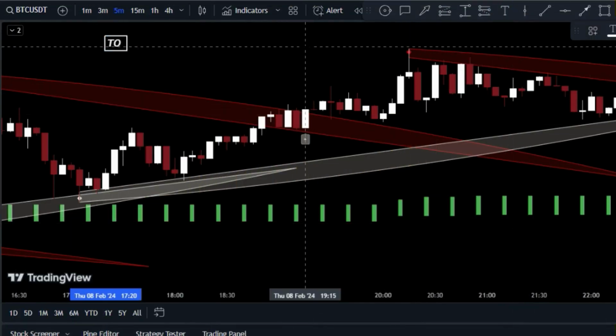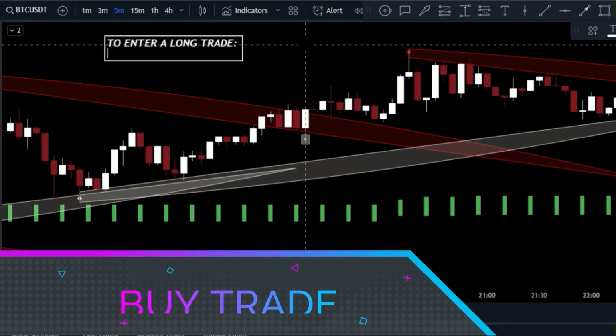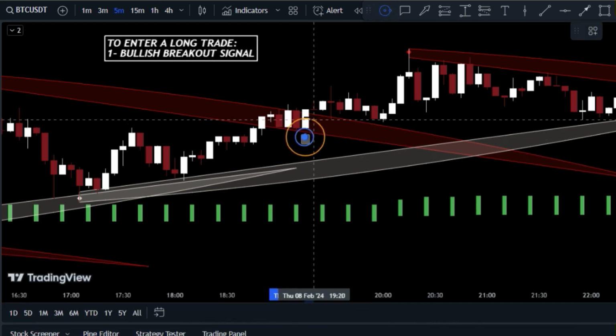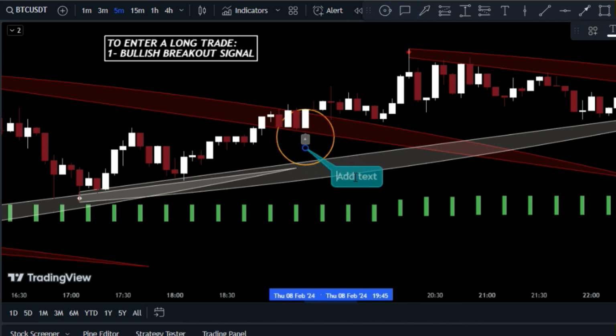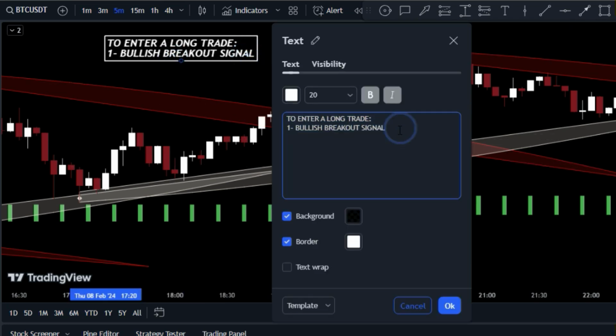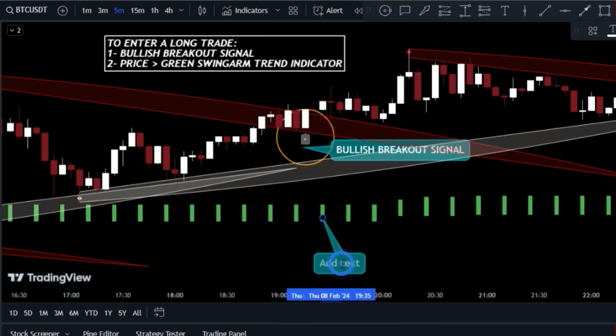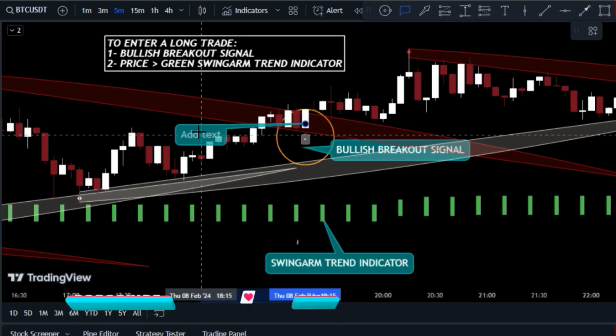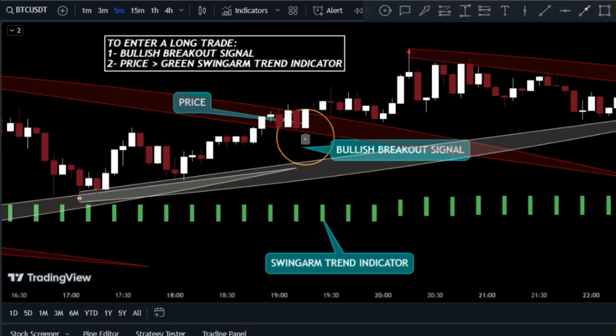If you want to enter a long trade, two conditions must be met. First, a bullish breakout signal must be issued with the breaking of the trend line. Next, we need to ensure that the trend is upward and we're trading in the direction of the trend. For this, we need to check out the swing arm ATR trend indicator. So, with these conditions met, we can now proceed to open a long position.